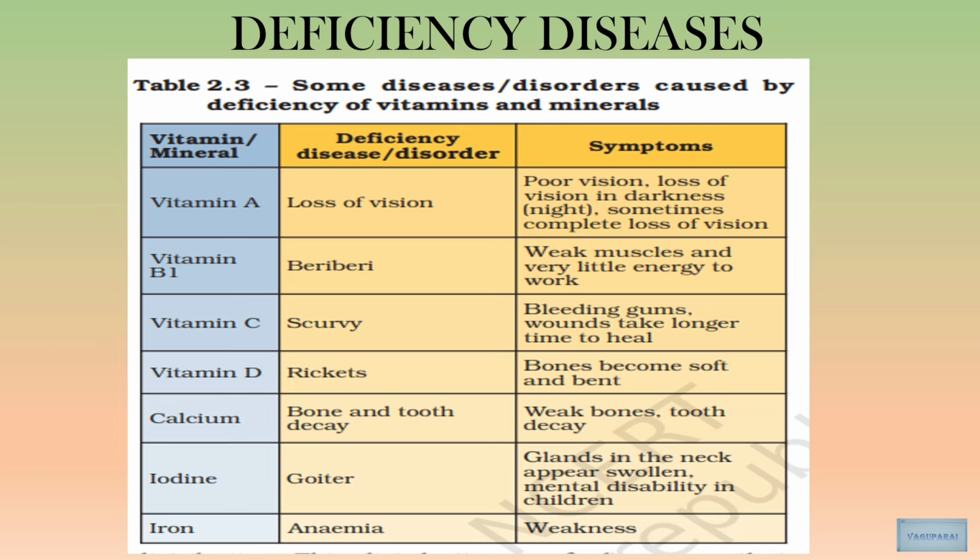Here we see a table which lists down the different minerals and vitamins, their deficiency, disorder or disease, and the symptom. Deficiency of vitamin A, you get a disorder called loss of vision, where the symptoms are sometimes poor vision, sometimes loss of vision in darkness, sometimes complete loss of vision. Vitamin B1 deficiency leads to a disease or disorder called as beriberi, where the muscle becomes very weak and you find you have very little energy to work.